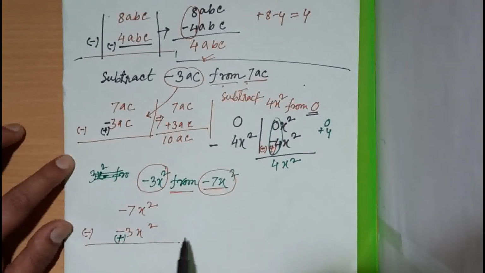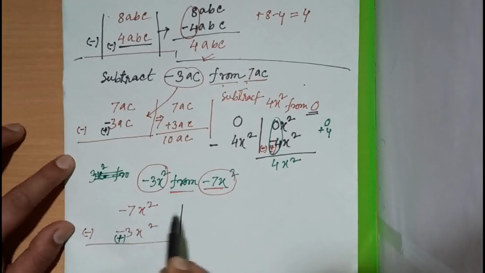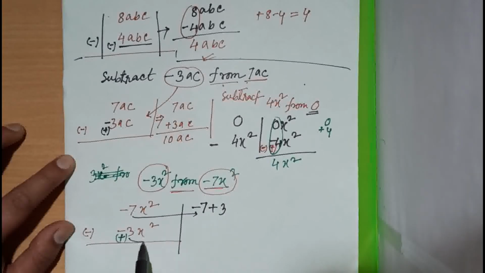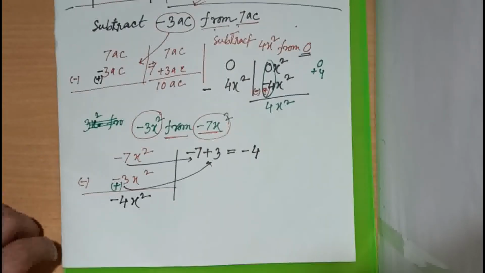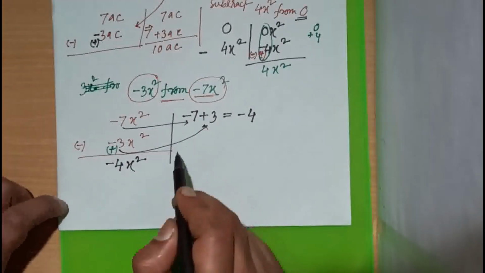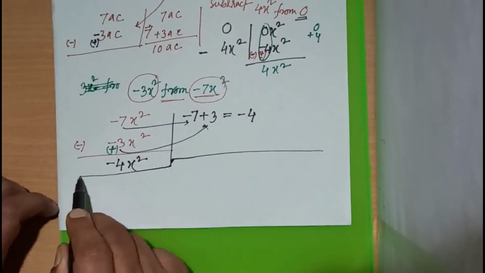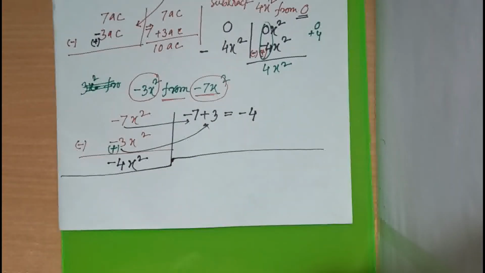So now what numbers do we have with us? We have 7 and then plus 3, which will give you 4. That means the answer is 4, after that the x square. This is how we will subtract. So this is about subtraction. Now let me take some more examples.